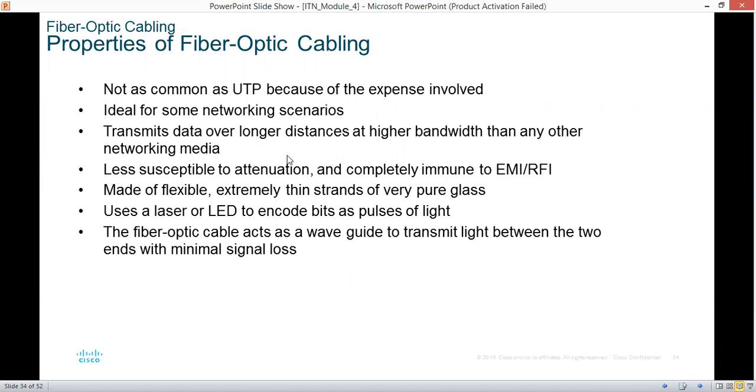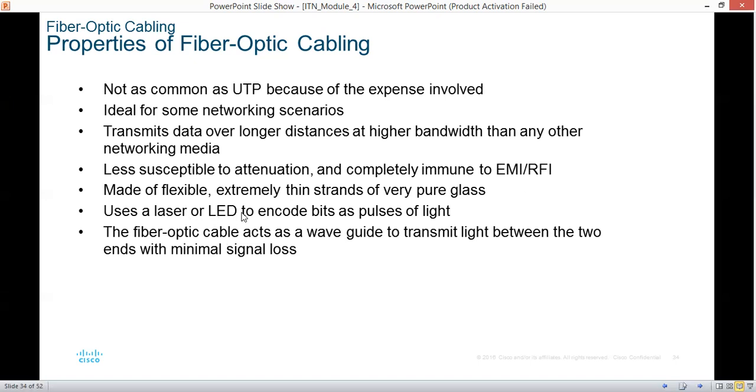Reason being to avoid losses. Of course, if you use radio, you're going to also encounter losses. The only medium that helps you to eradicate losses is fiber optic. Every other one, for some reason, you must encounter some kind of losses. So it is less susceptible to attenuation and complexity, and immune to EMI and RFI.